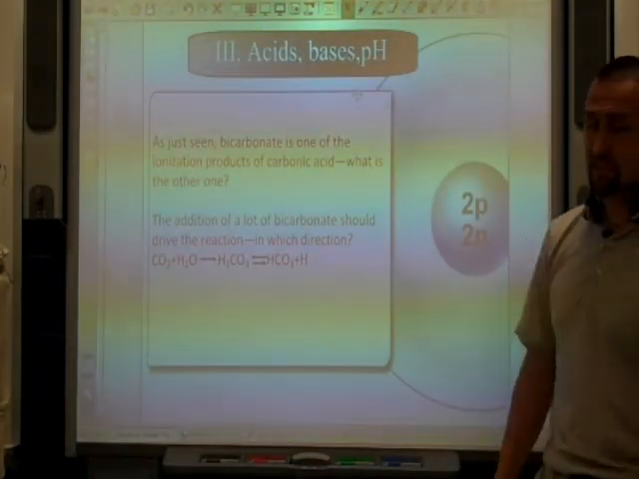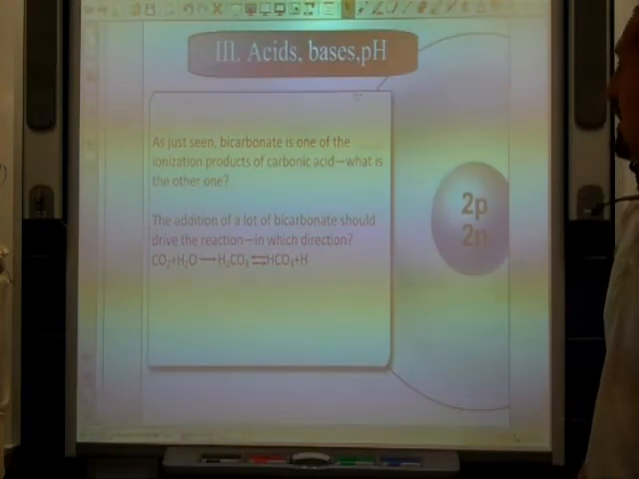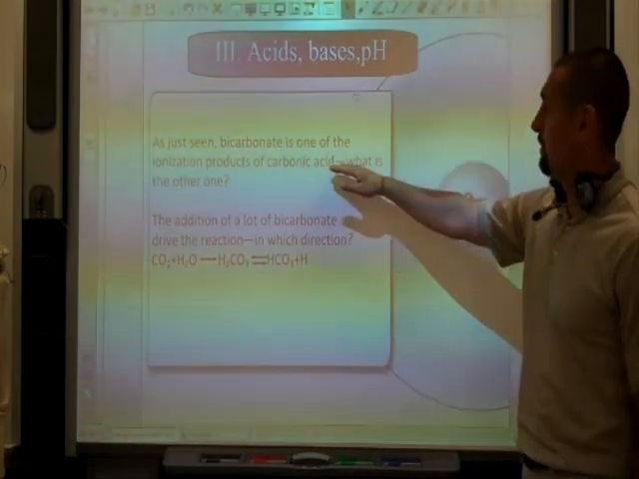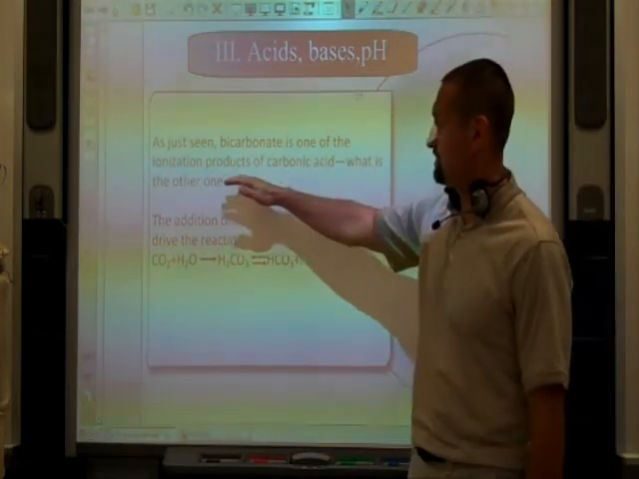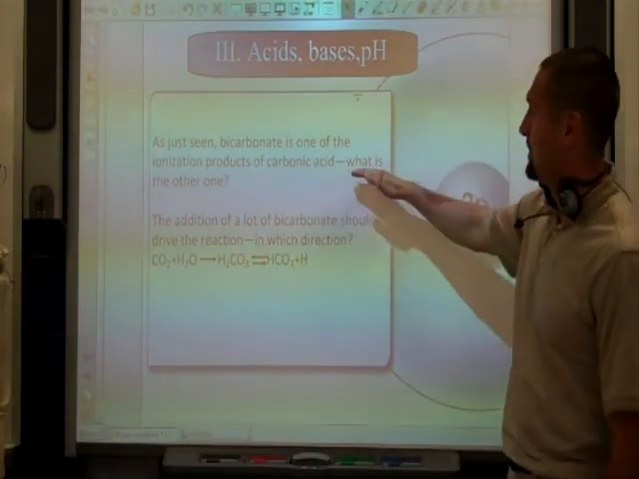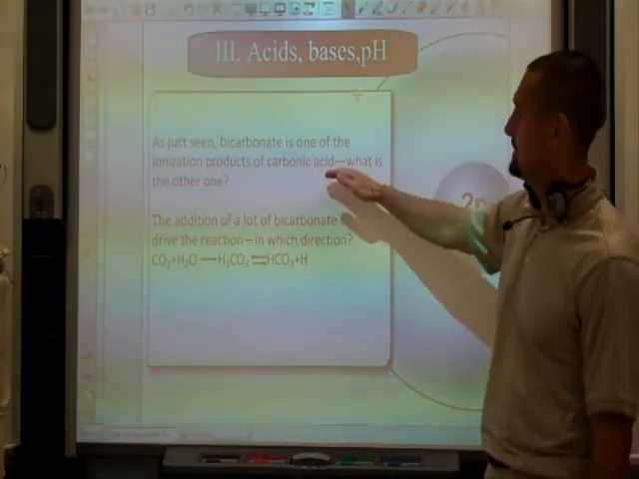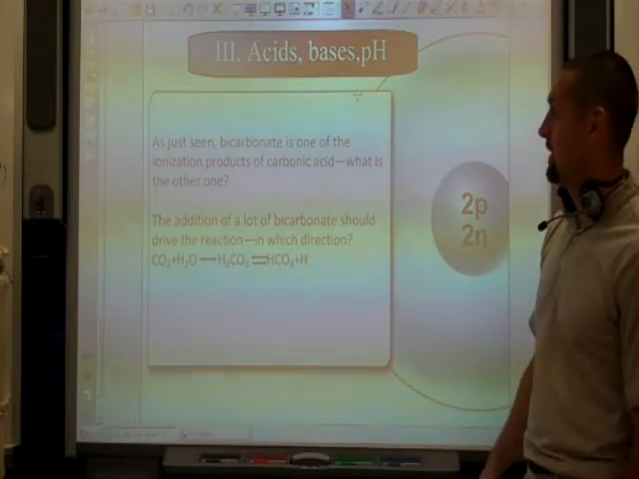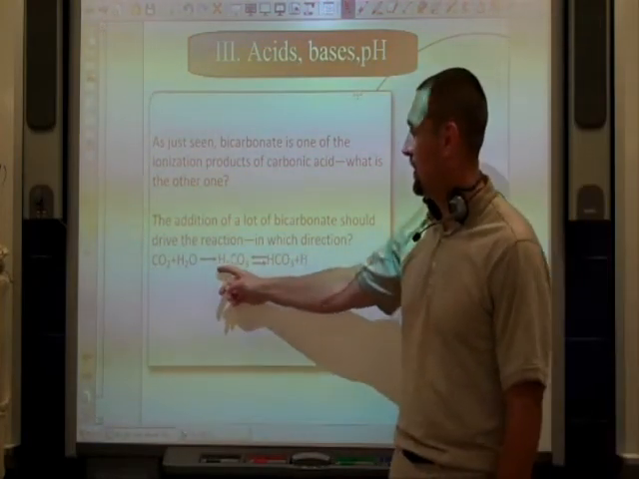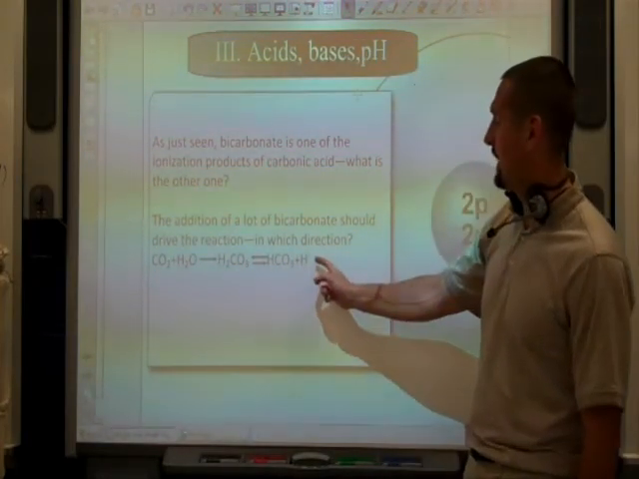So as you just saw, bicarbonate helps with carbonic acid. So if carbonic acid adds hydrogens, it makes bicarbonate. That's one of the products of it. So here again, we have our carbonic acid.